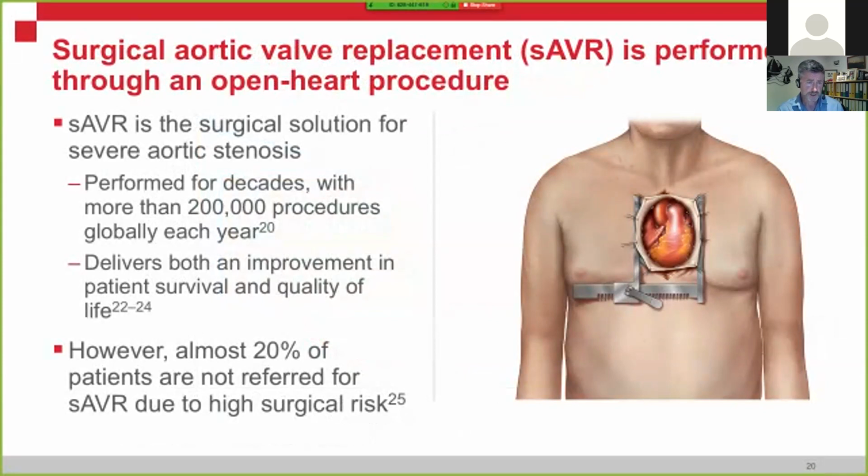So conventional surgery, we're all very aware of this, has been around a long time, and lots of procedures are still done. Obviously, there's significant recovery, both in hospital and post-operatively, even now with less invasive techniques. They still need a long time to recuperate. And interestingly, probably 1 in 5 patients are deemed not fit to undergo conventional surgical aortic valve replacement due to their high surgical risk.